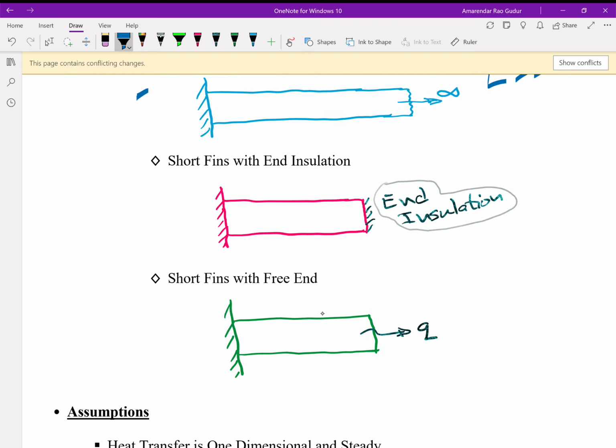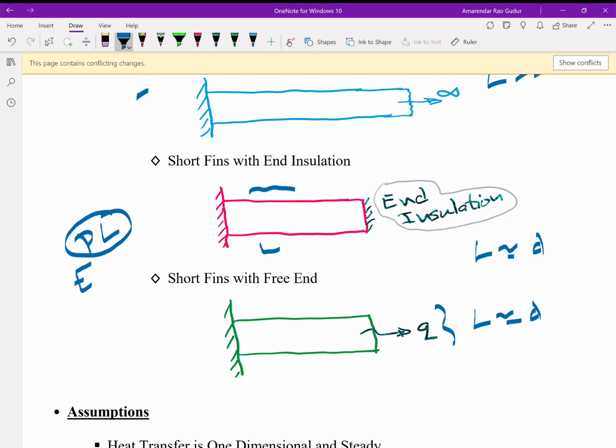Then short fins with end insulation: L is almost equal to D, but we ignore the end contribution; end losses will be insignificant. Then short fins with free end: L is very close to D, but we consider the end losses. And we realize that a fin can lose heat from its lateral surface, P into L, and it may lose it from the end. It may be noted that P represents the perimeter of the fin, the circumference of the fin. Later on, we will have a mention about P.